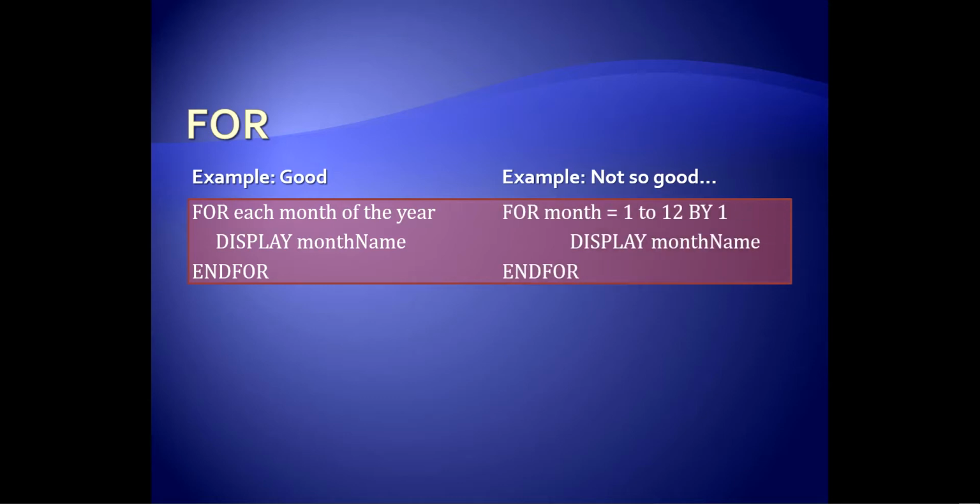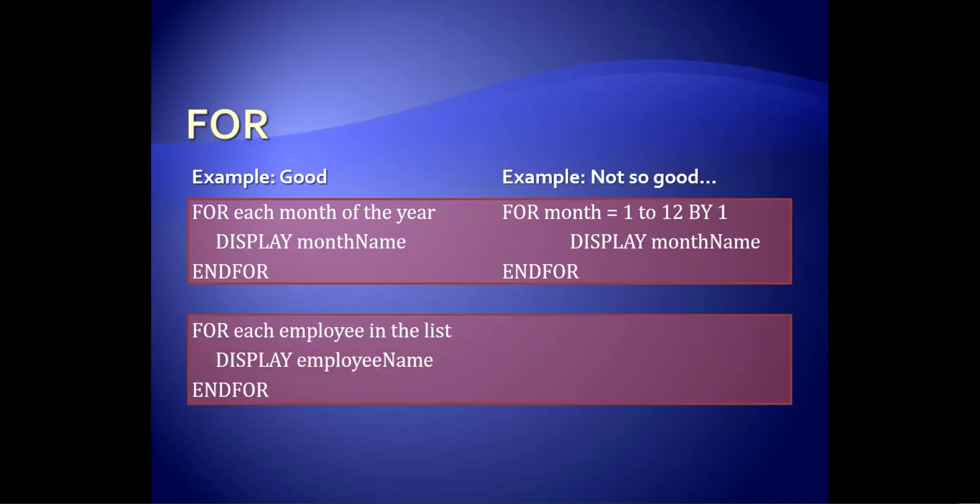For month equal 1 to 12 by 1, display month name. Same logic, exact same logic, not as easily read. It's not as clear. So yes, it does work, but this is not clear. And the point of pseudocode is to be very quickly understood, right? By reading this, I have to sit there for a second and interpret what's going on. Not that great.